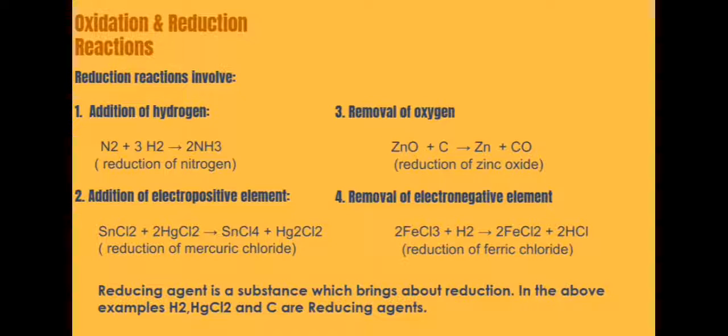Number 3, removal of oxygen. The chemical equation shows the reduction of zinc oxide. Zinc oxide reacts with carbon to produce zinc and carbon monoxide. Number 4, removal of electronegative element. The chemical equation shows the reduction of ferric chloride. 2 molecules of iron 3 chloride react with hydrogen to produce 2 molecules of ferrous chloride and 2 molecules of hydrogen chloride.